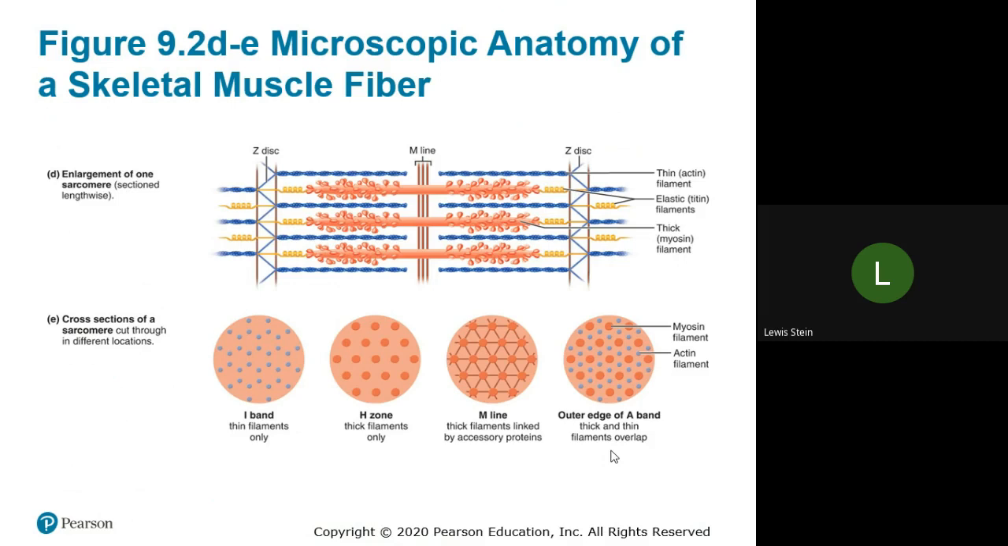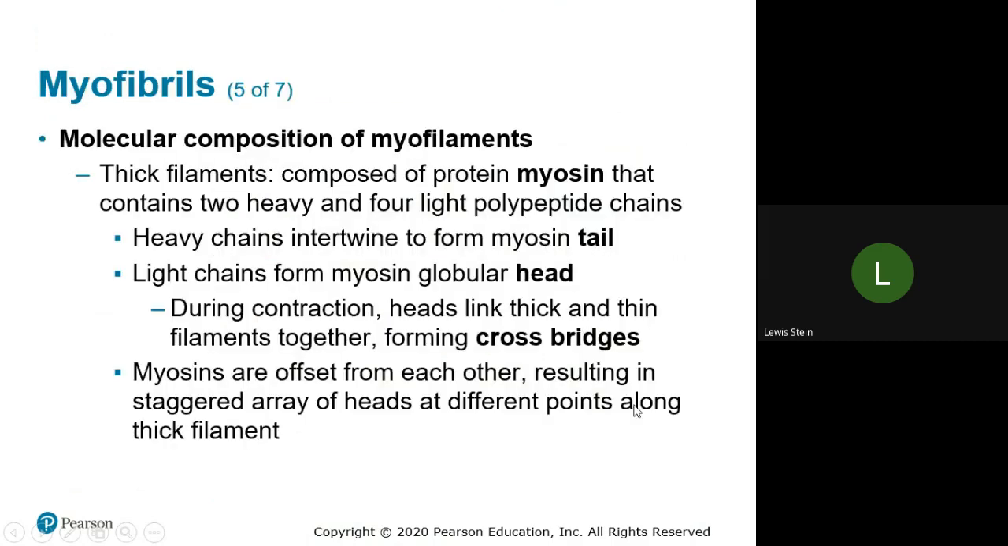So in the I band, all you see are the actin filaments. In the H zone, you don't see any overlap. At the M line, you have these accessory proteins stabilizing it. And then when we look at the overlap area at the true A band, now you can see the overlap that's there.